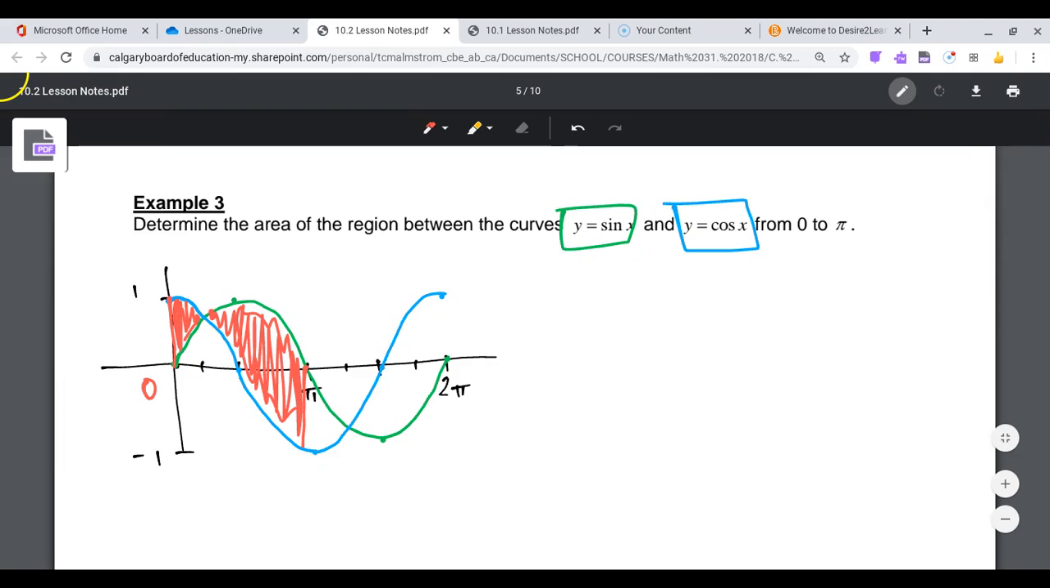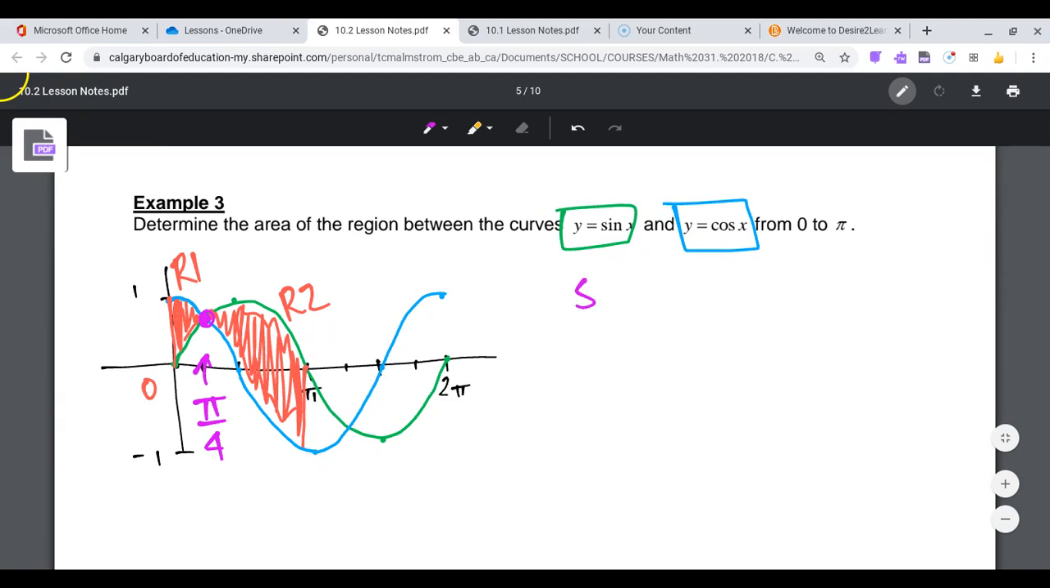Okay, so I have two regions. We have region 1 and region 2. And I'm going to need to know what this intersection point is. Okay, so I have to think, where does sine x equal cos x? So when you're thinking about this intersection, hopefully you know that that's pi on 4.